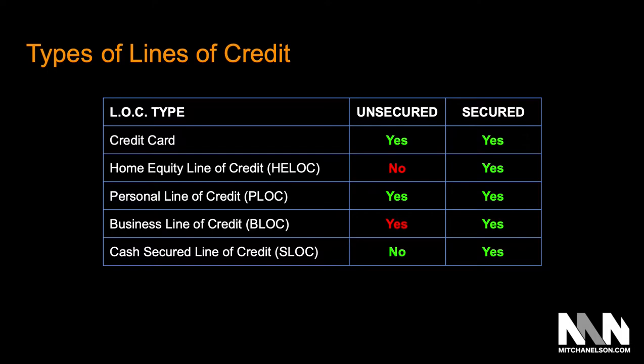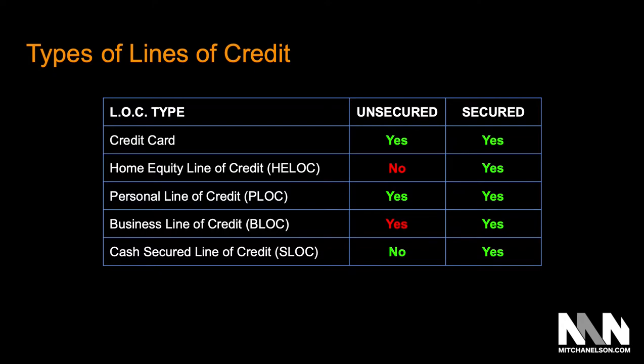So let's talk about the different types of lines of credit, because there's a lot of lines that we can be using. Credit cards are the most popular one, and more often than not, that's what I see people use to start doing the speed banking strategy. You can get unsecured lines of credit, and you can get secured lines of credit when it comes to credit cards. So both are available to you. The difference is that an unsecured line of credit only uses your credit score as the security for the line, whereas a secured line of credit uses some sort of asset, usually with a credit card that's cash.